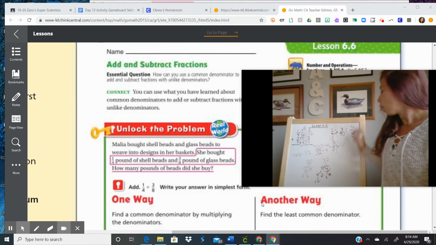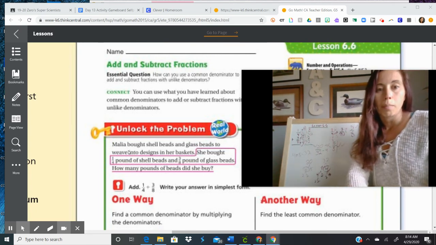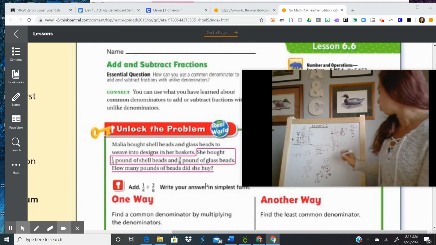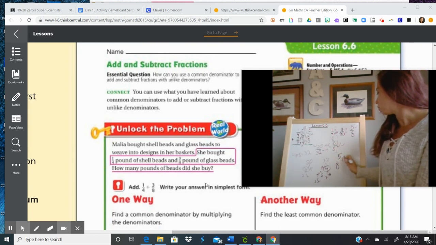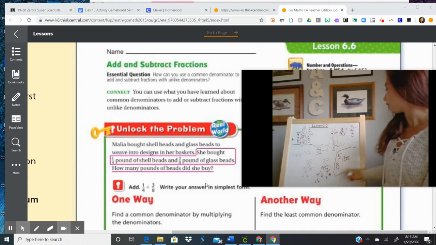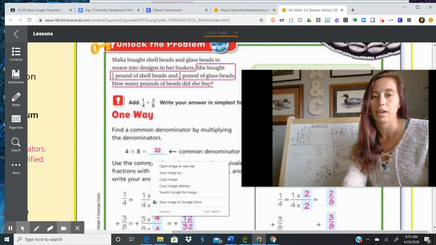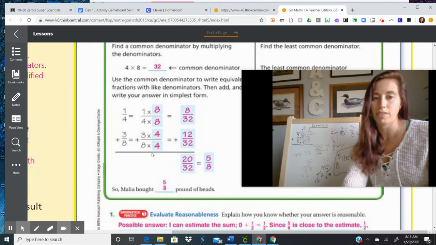Yes. But now we need to explain it over here, what our answer means. Malia, she was looking for beads. How many pounds of beads did she buy? So Malia bought 5/8 pounds of beads. And then you can go ahead and box in your answer. And we're going to scroll down here and make sure we are correct. Yep. 8 32nds. Yep. 5/8.